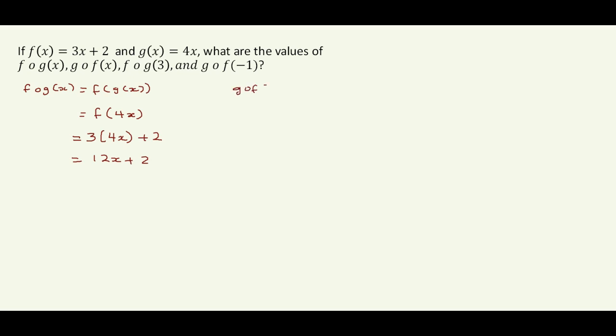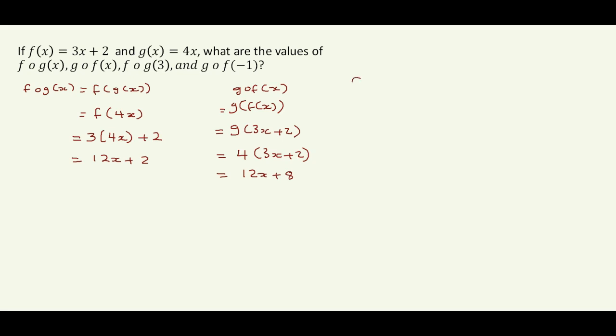g o f of x is g of f of x, which is equal to g of 3x plus 2, and we're going to have 4 multiplied by 3x plus 2. So this is going to give us 12x plus 8.